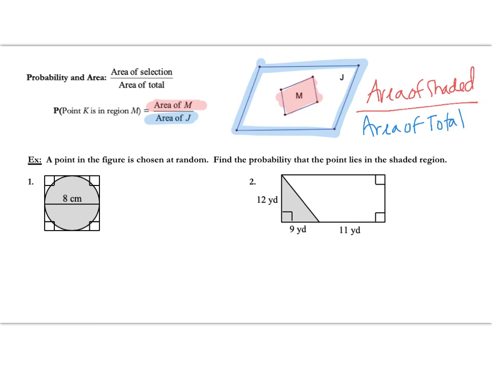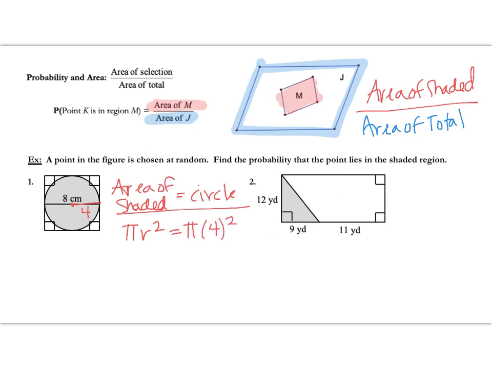So when we go to do these, you're going to have to figure out each of those things. What's the shaded part, what's the total part, and we're going to write it out each time. So if you look at number 1, the first thing I need to know is the area of the shaded part. The shaded part right now is a circle. So then I need to find the area of that circle. Area formula is pi r squared. So that's going to be pi times the radius here would be 4, because all the way across is 8. So it's going to be pi times 4 squared, which is 16 pi.